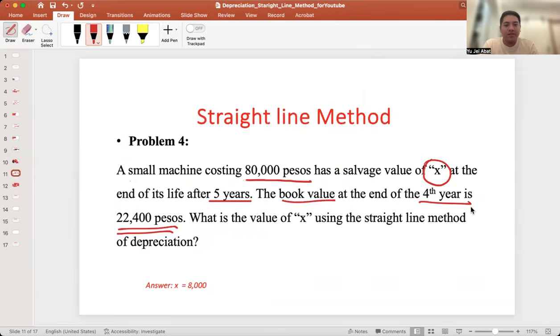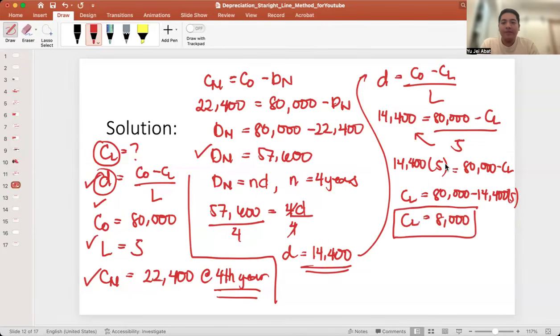So let's check if that's correct. That is correct. X equals 8,000, of which X is the salvage value. So feel free to take a photo or a screenshot of the solution so that we'll be able to remember it. And once the video is done, you can resolve it on your own.